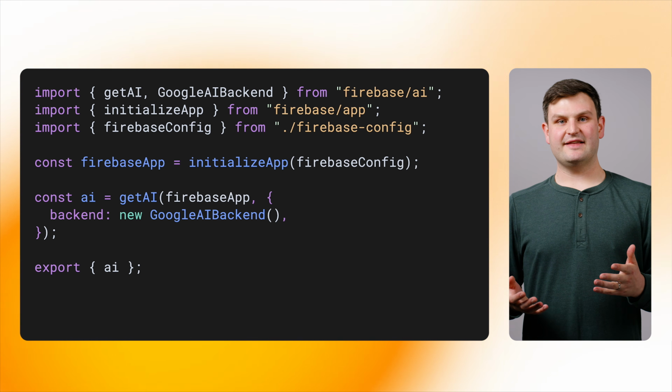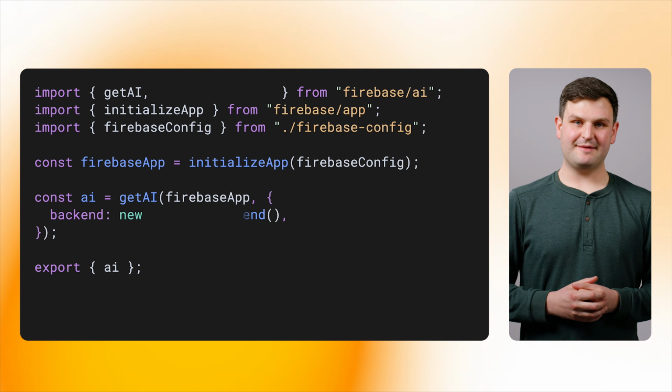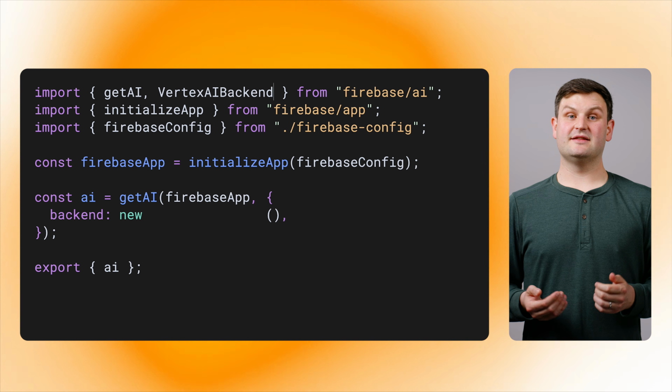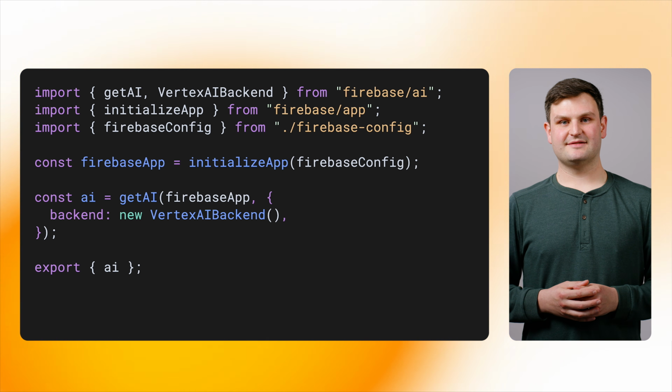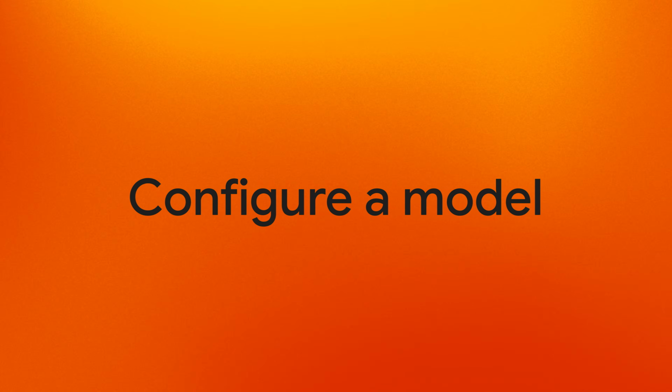It's also important to say that if you want to use the Vertex AI Gemini API, you'd import and pass in the VertexAIBackend class instead of the GoogleAIBackend class. And that's it for the setup. Now we're ready to write some JavaScript code and interact with Gemini.